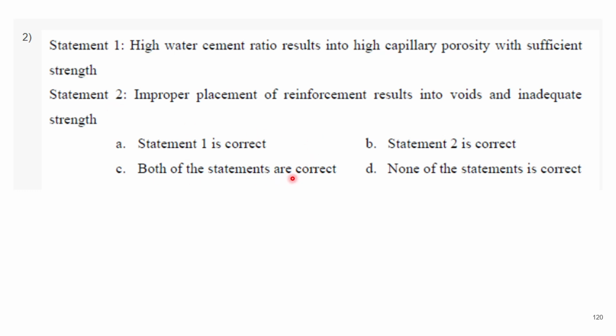So both statements are correct, C option, is not correct. C option is wrong because both of the statements are not correct, and one statement is correct. And none of the statements is correct is also wrong. So the correct option is B. Statement 2 is correct. So as you can see, B, statement 2 is correct.